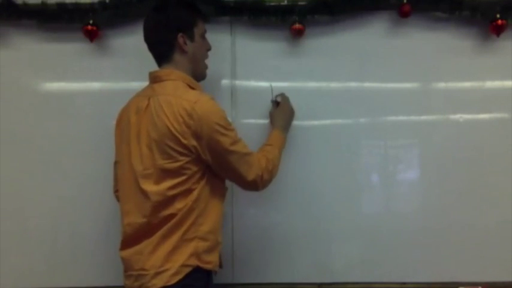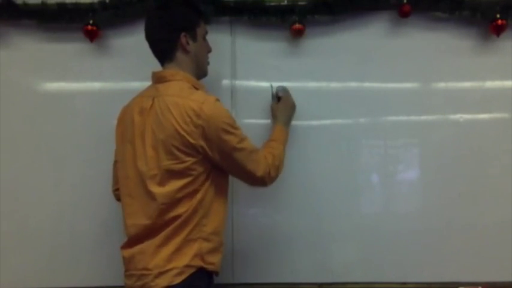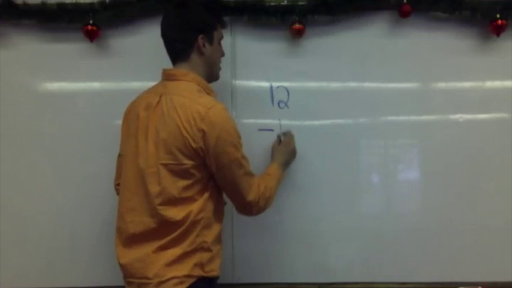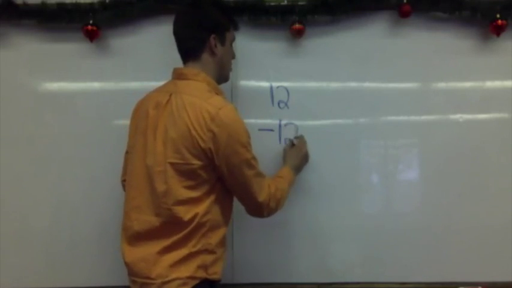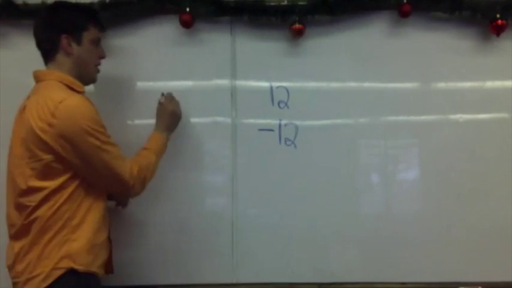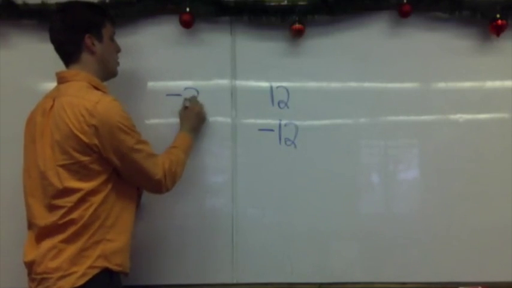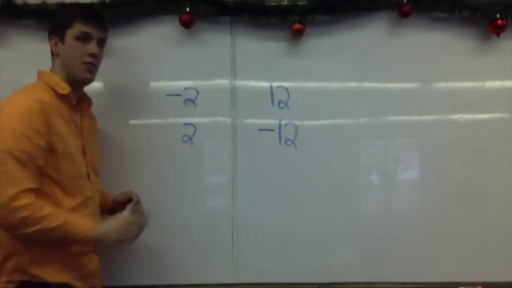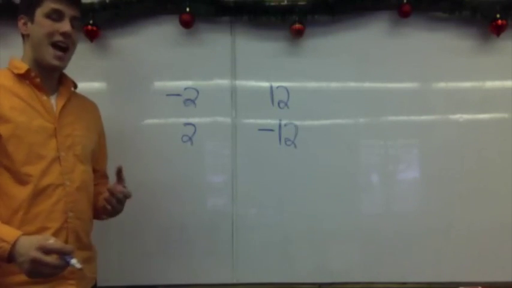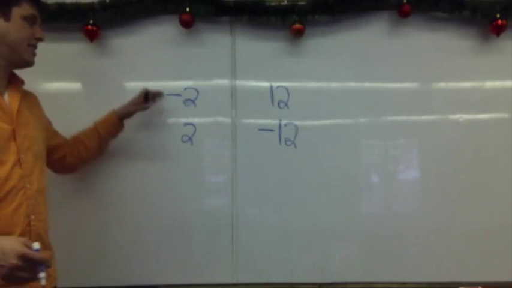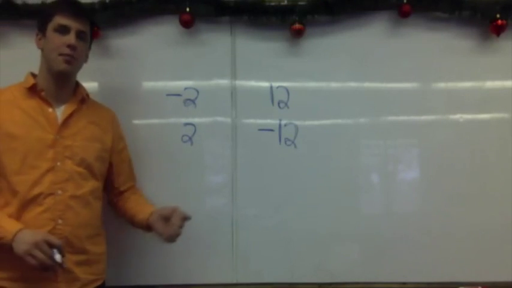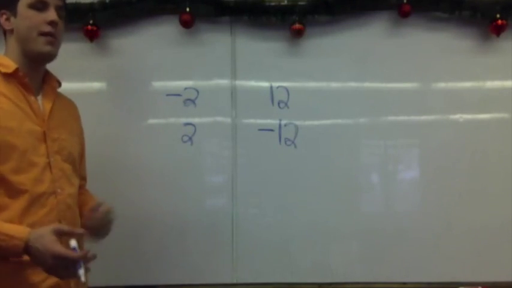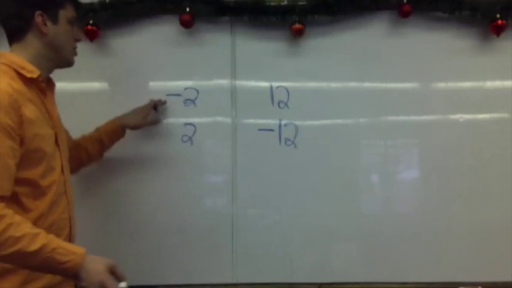All right. Here's what an opposite is. The opposite of 12 is negative 12. The opposite of negative 2 is positive 2. The pattern is the opposite is just flipping the sign of the number. And so it doesn't matter, even if it's a fraction, all you have to do is flip the sign.